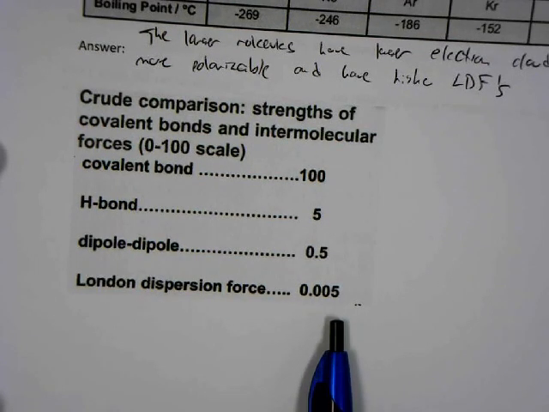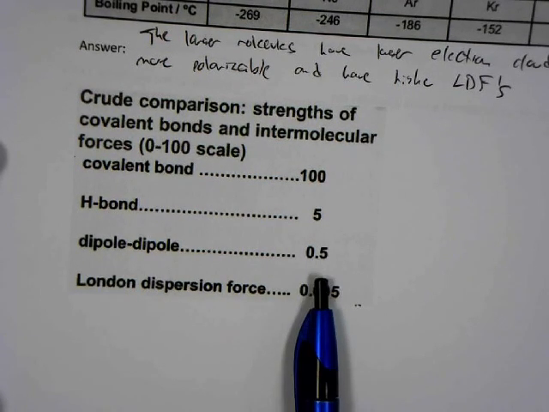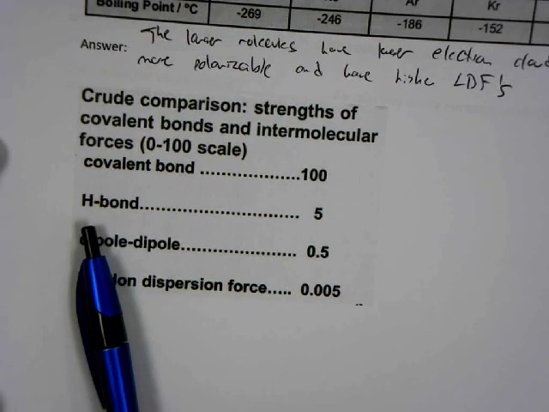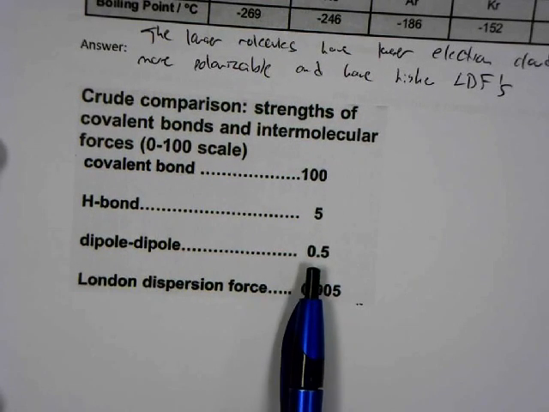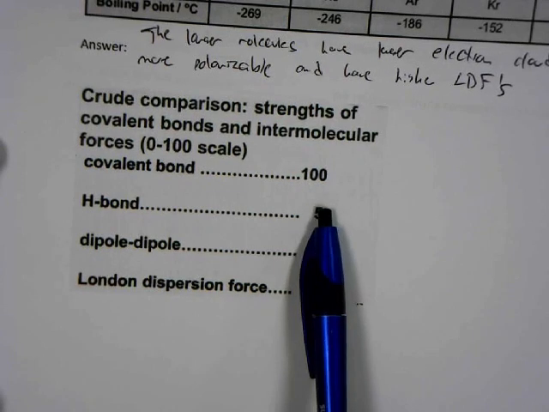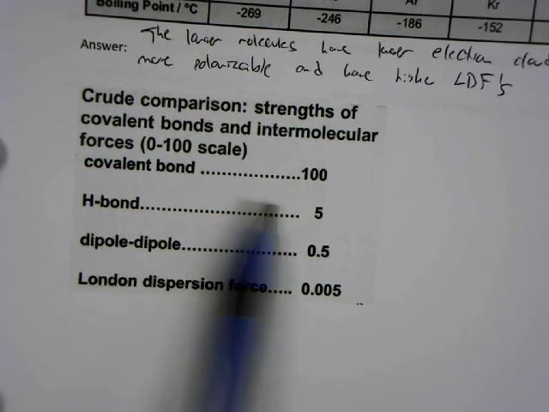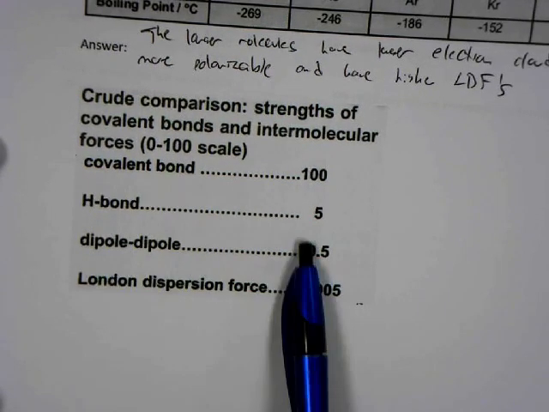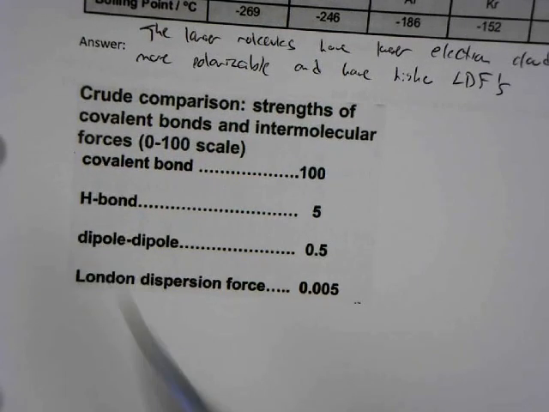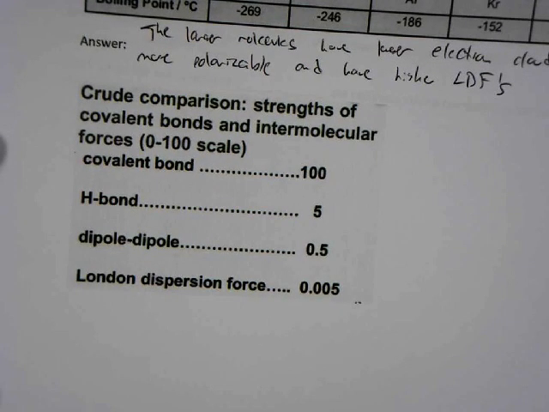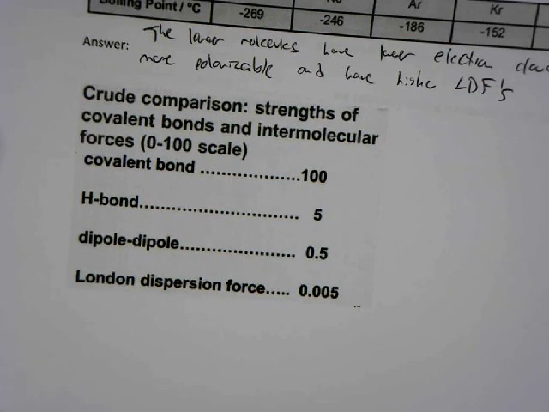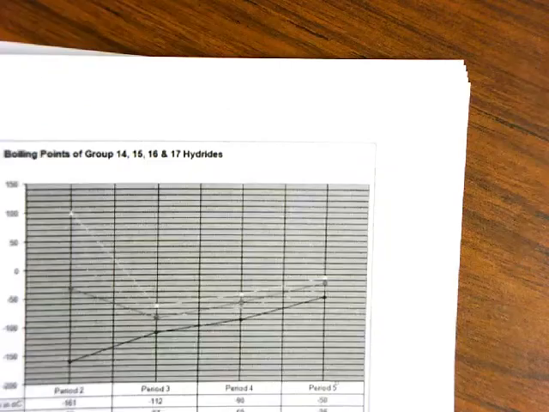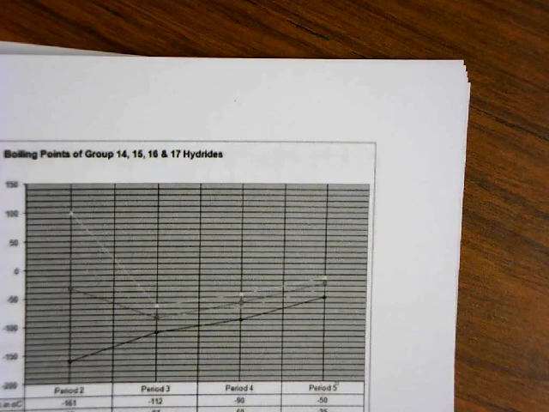So you see here, this is a very crude comparison of strengths of your covalent bonds and intermolecular forces. London dispersion would be like a 0.005, dipole-dipole 0.5, and a hydrogen bond is 10 times stronger than that. Ionic would be somewhere in between, all right? But a covalent bond is 20 times stronger than a hydrogen bond. So that's just a rough comparison of how strong these actually are.